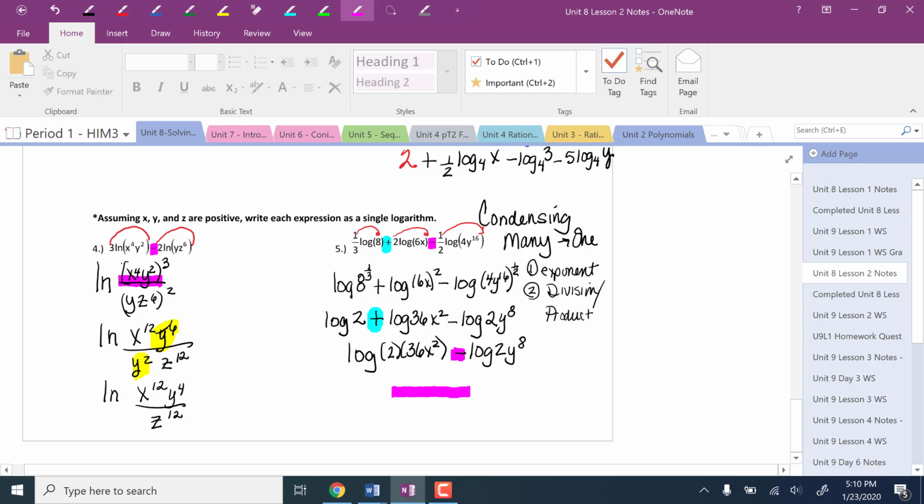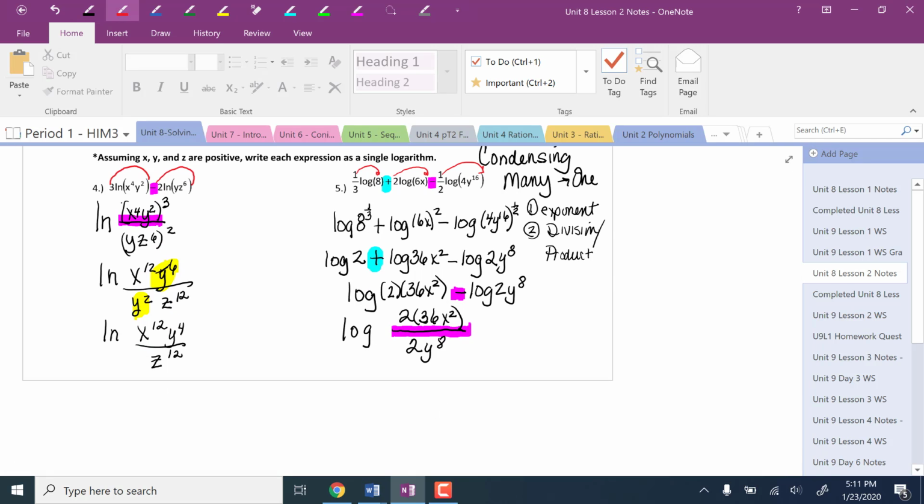So there's my division bar, and I'm putting my 72. Well, in fact, you know what? I'm not even going to multiply that out. I'm spying some common factors here. My numerator, everything after the subtraction is in the denominator. So I have 2y to the 8th. And now I'm going to reduce this quotient by dividing out any common factors. And I will get the common log of 36x squared over y to the 8th.